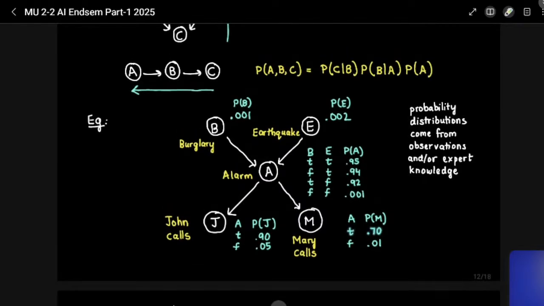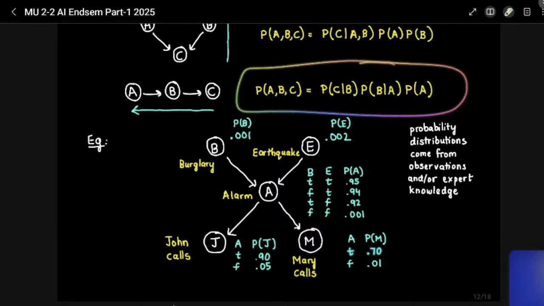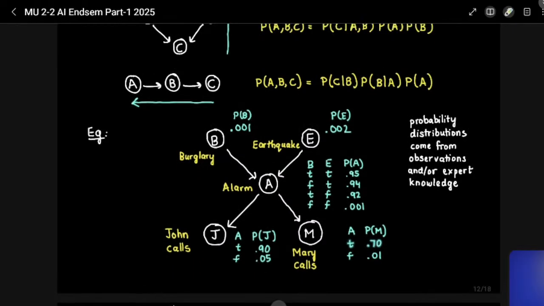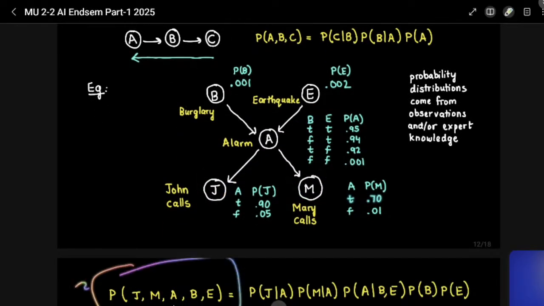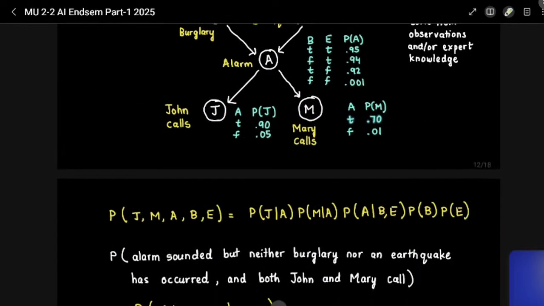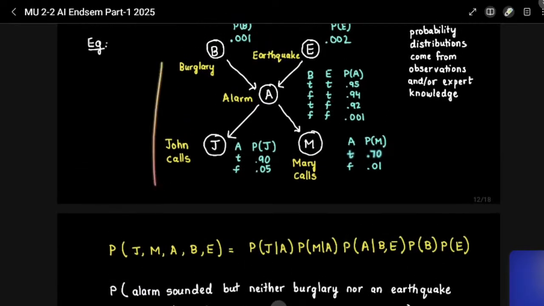Now that you have a Bayesian network, you're supposed to write something like this, the simplified form. So here what are the random variables? You have J, M, A, B and E. So probability of J, M, A, B and E. How do you write it? You start from the bottom, no? So you start from J. You write probability of J, but J is dependent on A, so you write J given A. Then J is done. Probability of M is dependent on A, so you write probability of M given A.